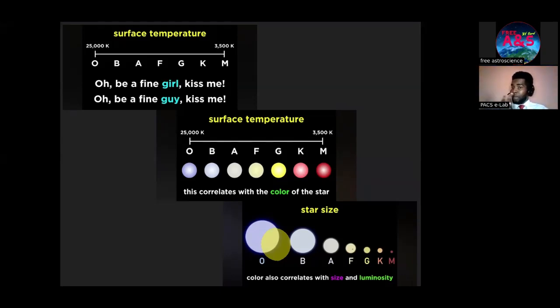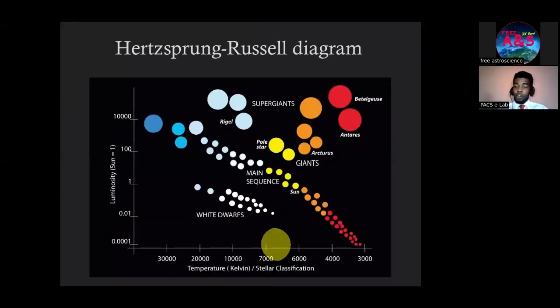Although your eyes may not be able to distinguish that, stars do really have colors. The color correlates with size and luminosity. So the whole thing was summarized in what we call the Hertzsprung-Russell diagram.